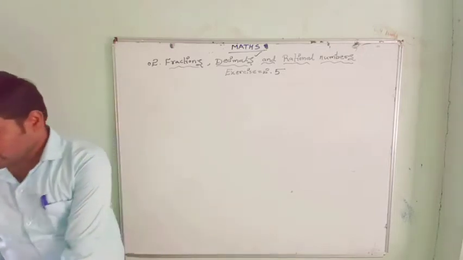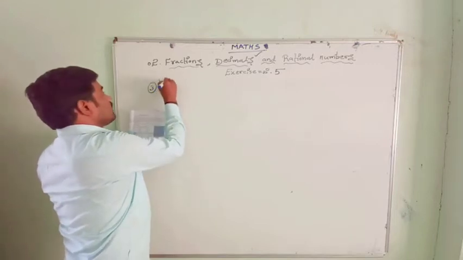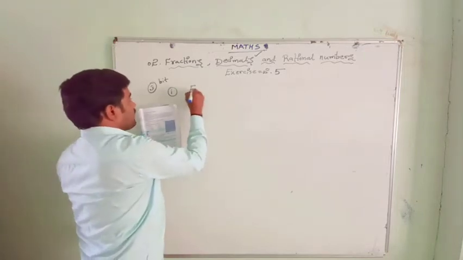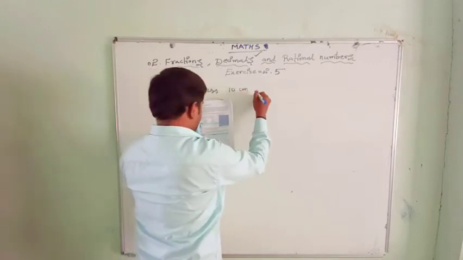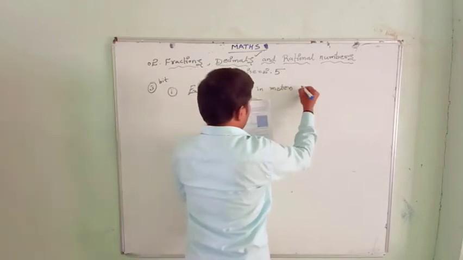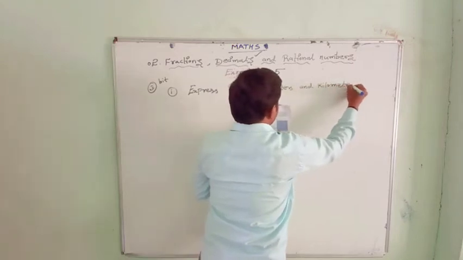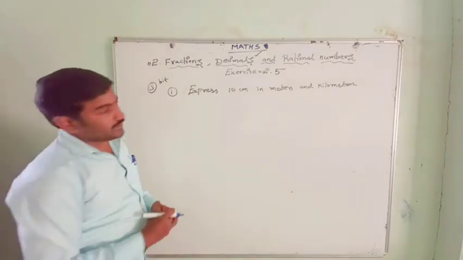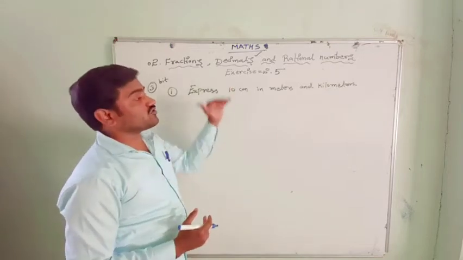Next, we go for the third bit. There are two internal questions in the third bit. In that, the first question is: express 10 centimeters in meters and kilometers. So how can we express this 10 centimeters into meters and kilometers?